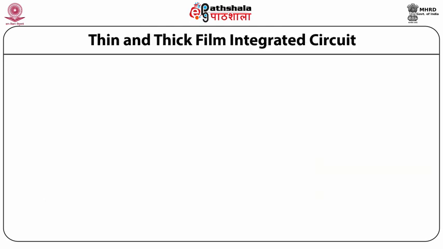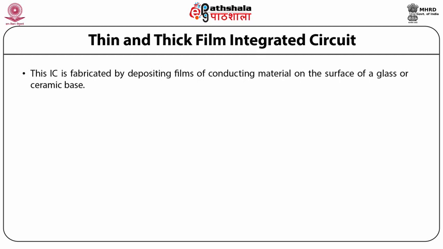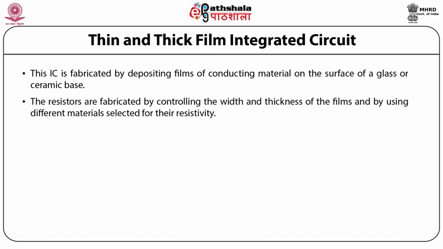Thin and thick film integrated circuits. Let us first discuss the thin film ICs. This IC is fabricated by depositing films of conducting material on the surface of a glass or a ceramic base. Here the resistors are fabricated by controlling the width and the thickness of the films and by using different materials selected for their resistivity.